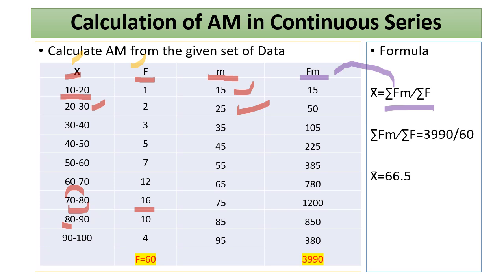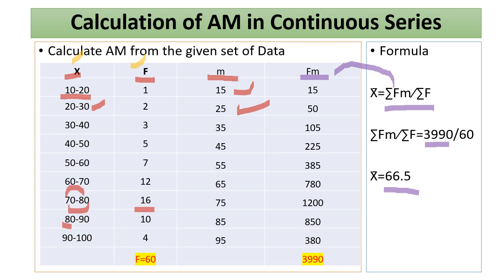How do we form this fm column? We multiply the midpoints with their respective frequencies and we put them together. Once we have the midpoints multiplied with their respective frequencies, we take a sum total and divide that sum total with the sum total of the frequency. So here we have 3990 and we divide it by 60. This gives us an average of 66.5.